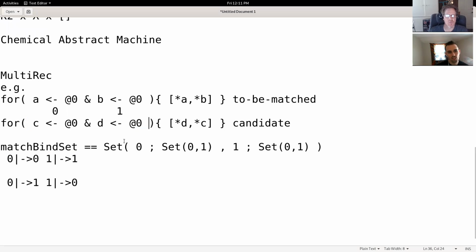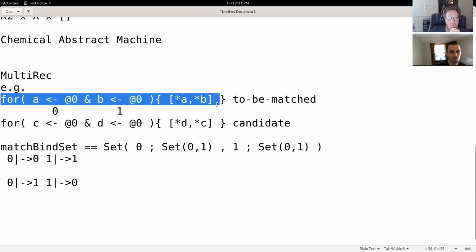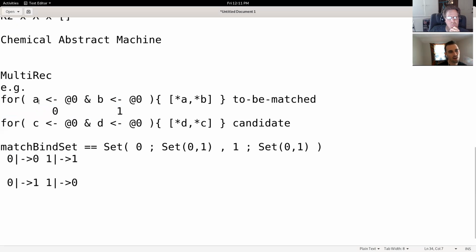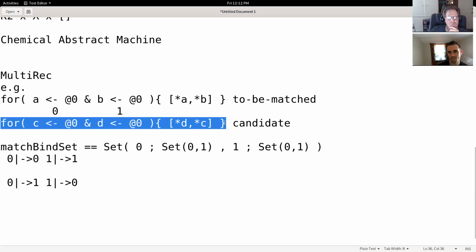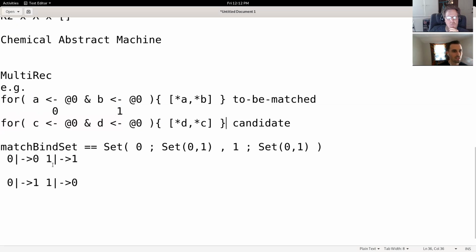Because I'm essentially trying to say, hey, if I want to match this receive up here, then I need to figure out who's playing the role of A and who's playing the role of B in this particular thing that is my candidate. And so these maps keep track of who's playing what role in the to-be-matched receive. In this first one, it's saying C is playing the role of A because 0 is going to 0, and D is playing the role of B because 1 goes to 1.